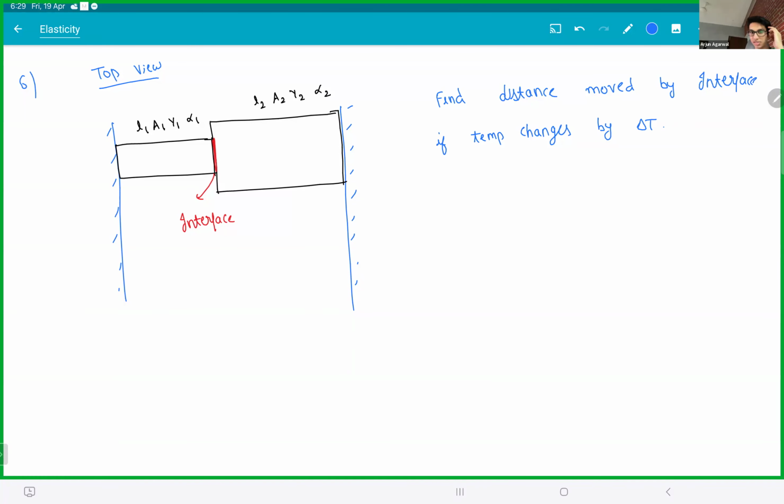So you want the distance in terms of the variables given, right? Yeah. L1, A1, Y1, alpha 1. Yeah, okay.